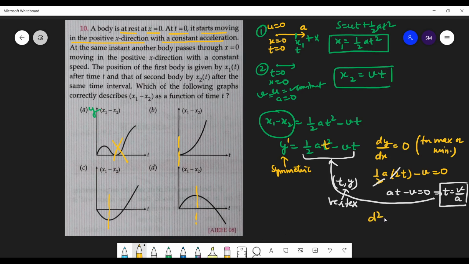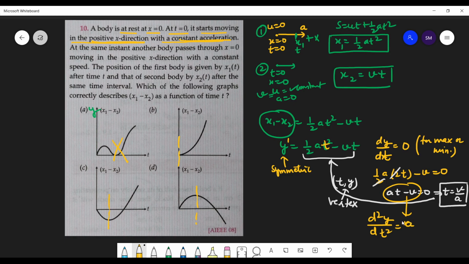For that we need to do double derivative. So d square, student, here it is t, not x, this is t. Okay, so d square y by dt square. Now tell me, what is this? Again differentiating this, differentiate it once more. So what do you get? a. Yes. So what is a? a is positive. It is specially written that it is moving in the positive x direction, constant acceleration. Clearly written, this a is positive.